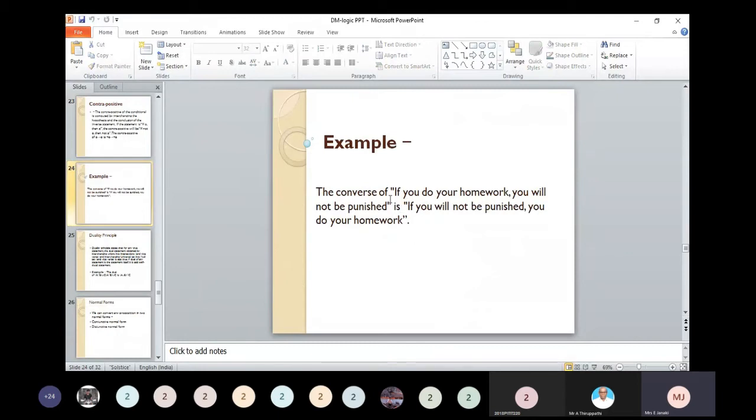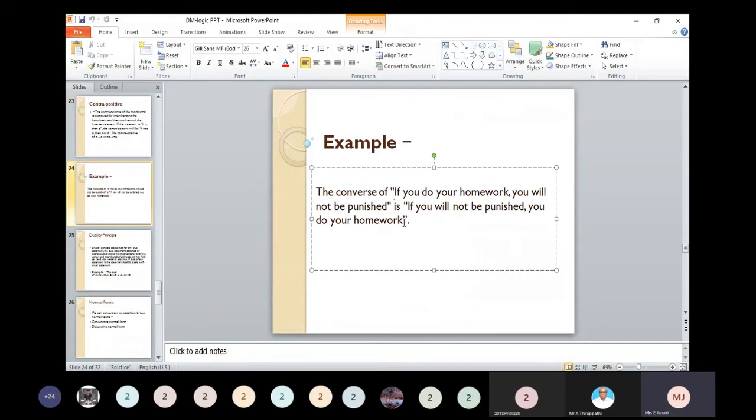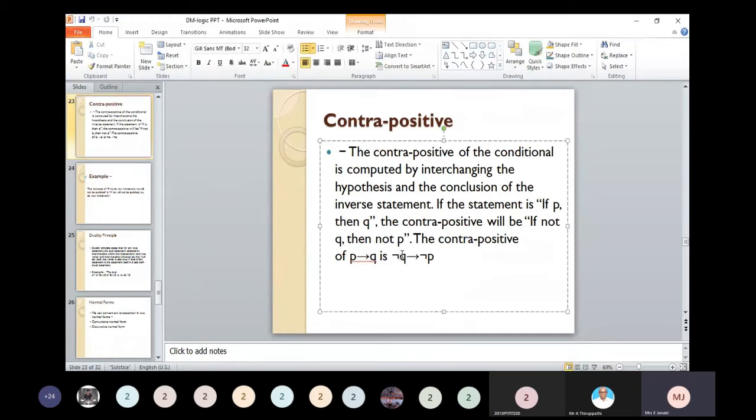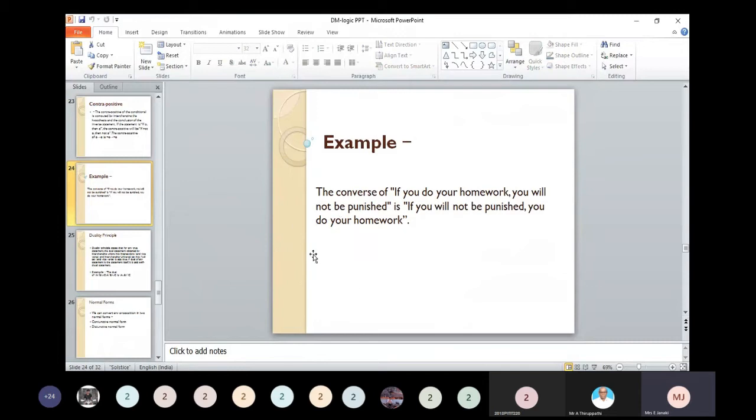The given statement is, take the same statement. If you do your homework, you will not be punished. Okay, this is the converse. Can you think about what the contrapositive of this one is? What about the contrapositive of the statement? Whenever P conditional Q is a given statement, the contrapositive is negation Q conditional negation P. Now this is the converse only.